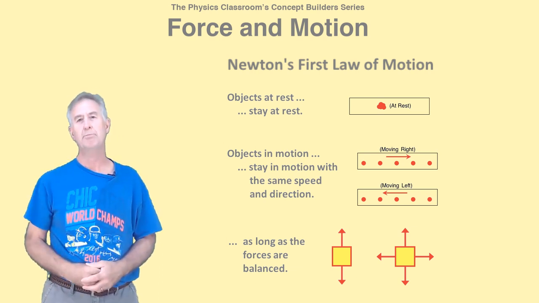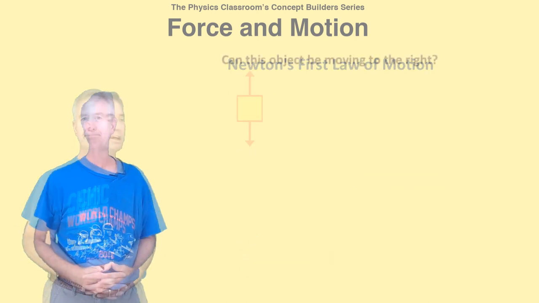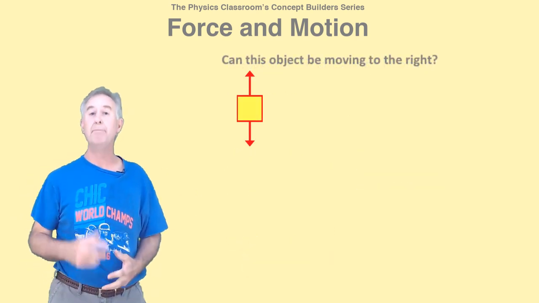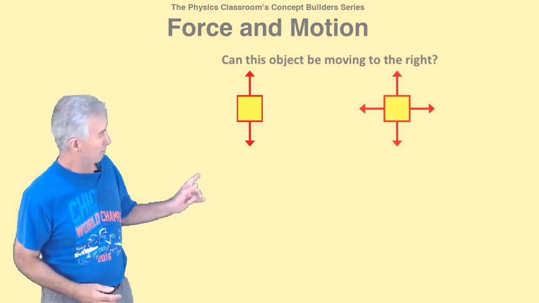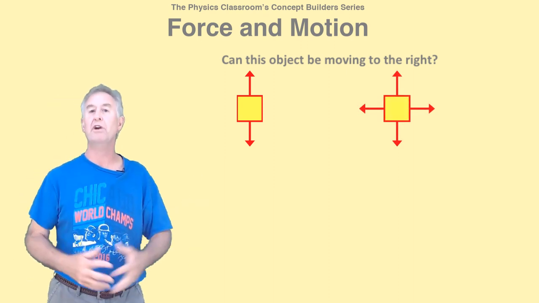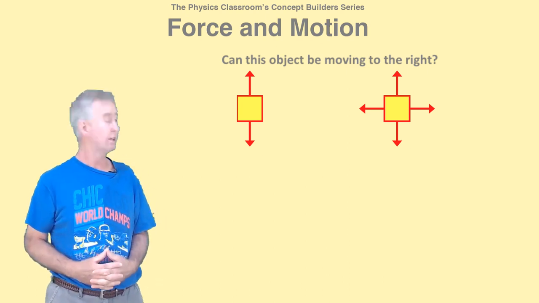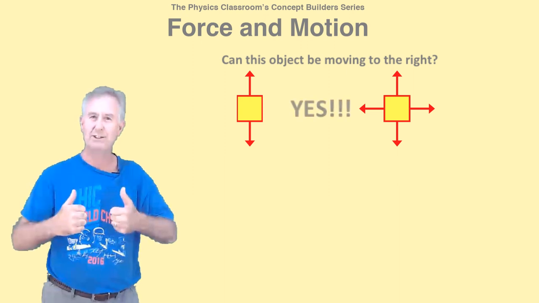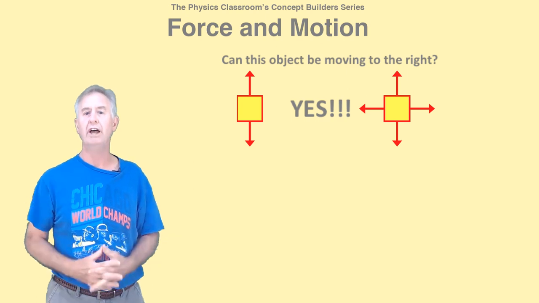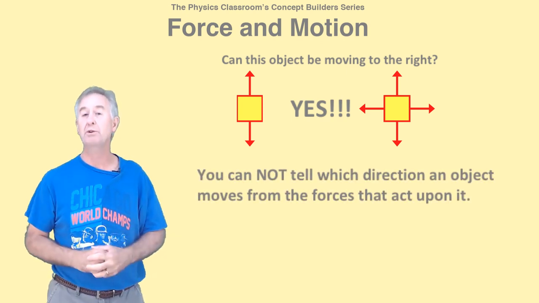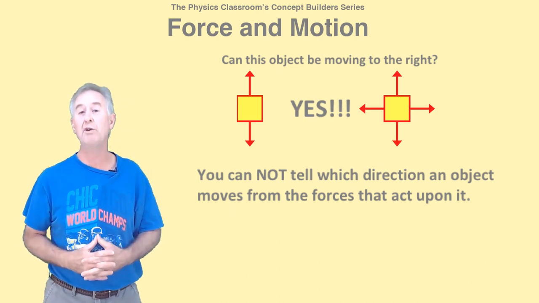But do be careful, because not everybody believes in Newton's first law of motion. Let me explain. Here's a force diagram with an up and down force. Can this object be moving to the right? Or what about this force diagram with equal strength forces in all directions? Can this object be moving to the right? The answer is yes. Each of these objects could be moving to the right or to the left. You can't tell which direction an object is moving from the forces that act upon it. You can only tell how it is moving.